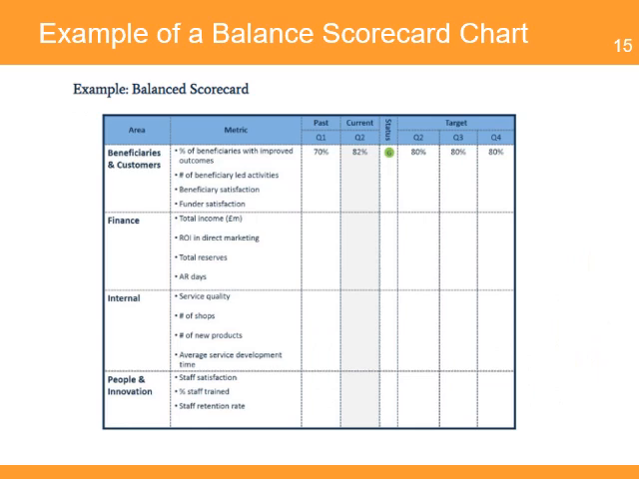Here's a simple example of a balanced scorecard chart for a non-for-profit organization. Each area has a column with the objectives, the initiatives selected to achieve those objectives, indicators to measure the progress of the objectives, and targets to monitor the achievements of the goals.